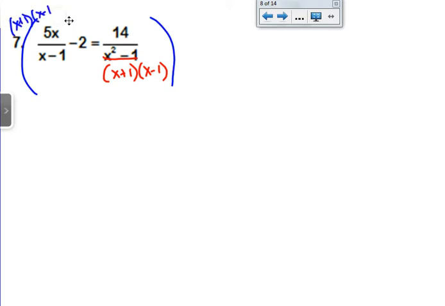Sorry for the sloppy handwriting. So in the first fraction, we still have the 5x. His x minus 1 canceled, but we do have to multiply him by an x plus 1. The next number does not have anything to cancel, so I'm going to go ahead and multiply him by the x plus 1 and the x minus 1, but I'm going to cheat.